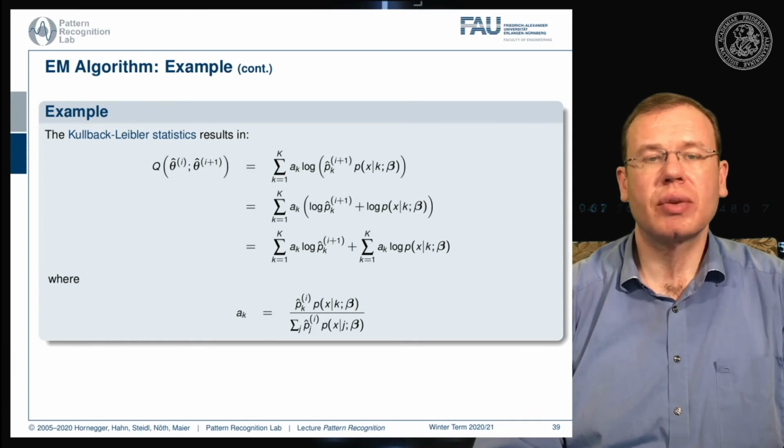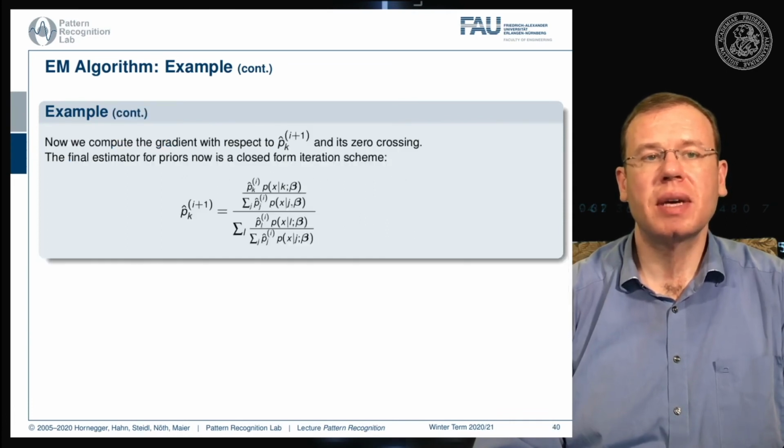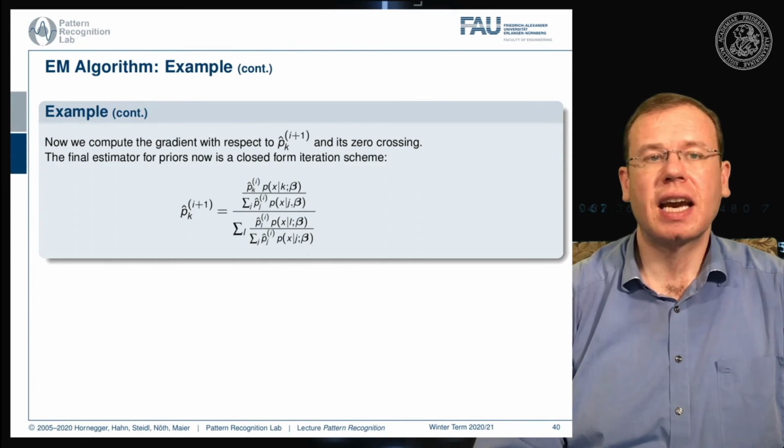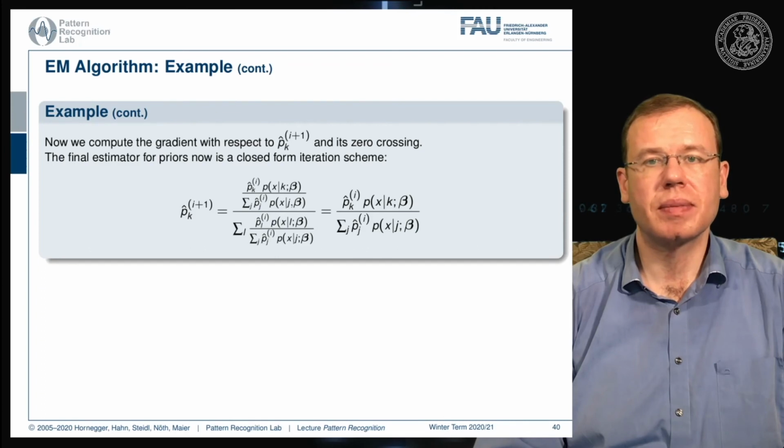Now we can essentially reuse our previous solution scheme where we compute the gradient with respect to p_k hat at iteration i plus 1 and compute the zero crossings, and this then means that the final estimator for the priors can be determined in a closed form iteration scheme. So here we get p_k hat at iteration i plus 1 as this large fraction, and now you can see that this can be simplified further because the summing terms appear twice, and this then means that you can get rid of them and simplify to this equation.